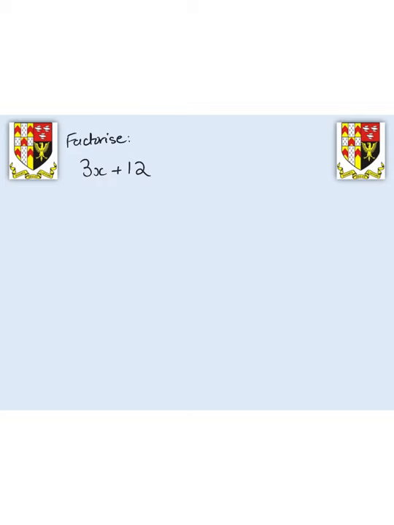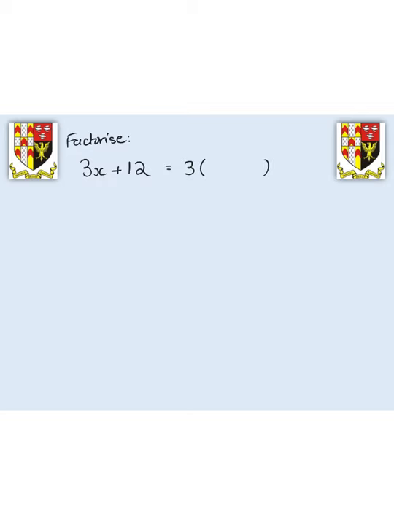So to factorise 3x plus 12, what I need to see is whether there is a common factor between both of the terms. Is there something that divides both 3x and 12? You might want to think about that for a moment, but you can see that 3 and 12 are both divisible by 3. So because they're both divisible by 3, I could put 3 on the outside of the brackets, so that when I multiply the terms inside the brackets by 3, they'll both be divisible by 3 afterwards, just like these two terms here.